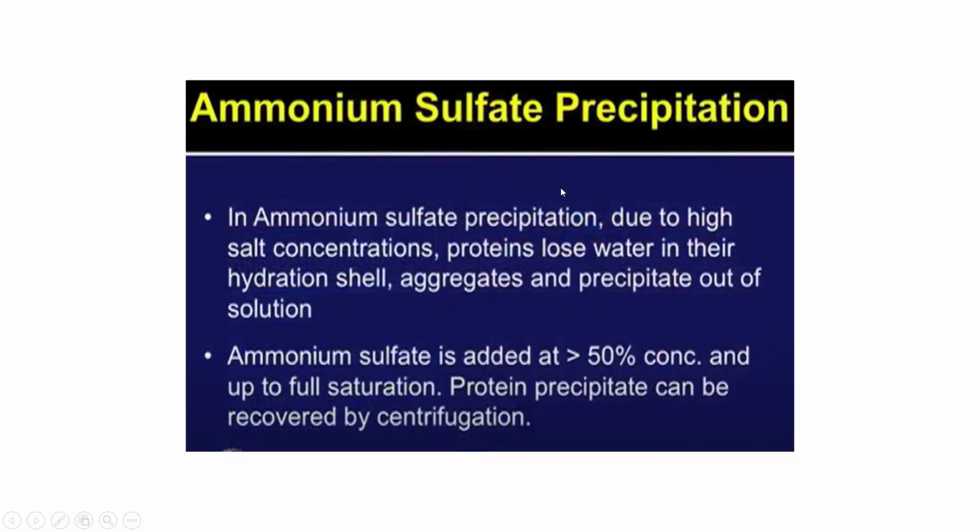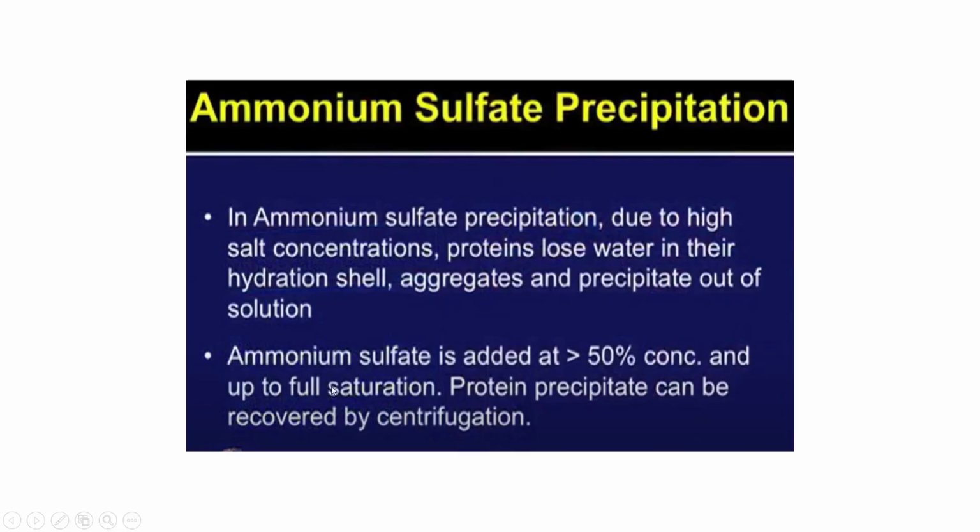Then, in order to concentrate the protein, there are different methods. One of the methods is ammonium sulfate precipitation. What happens in this technique is that, due to high salt concentration, this is basically salting out. Protein loses water in its hydration shell because externally there is a high amount of salt, and that makes the protein aggregate, and it precipitates out because of the high salt concentration present outside.